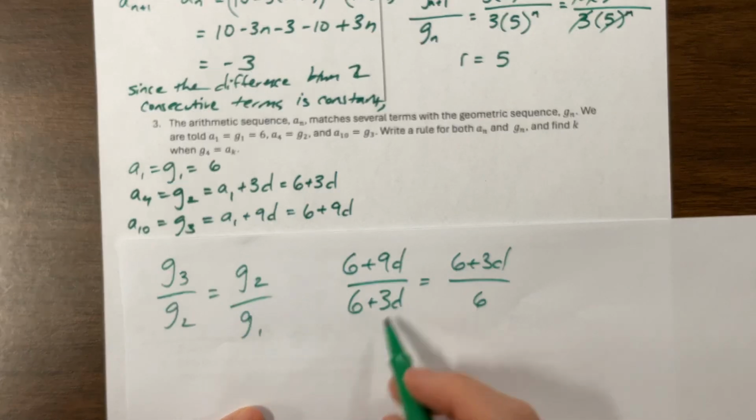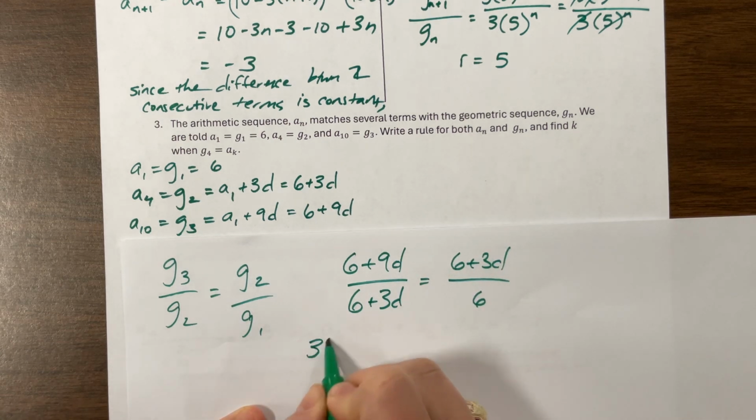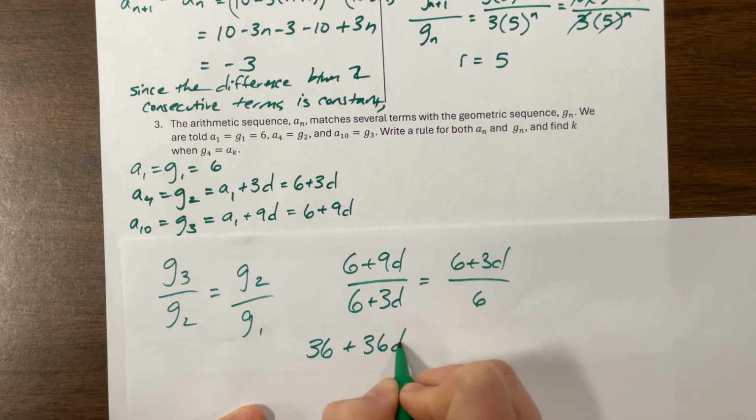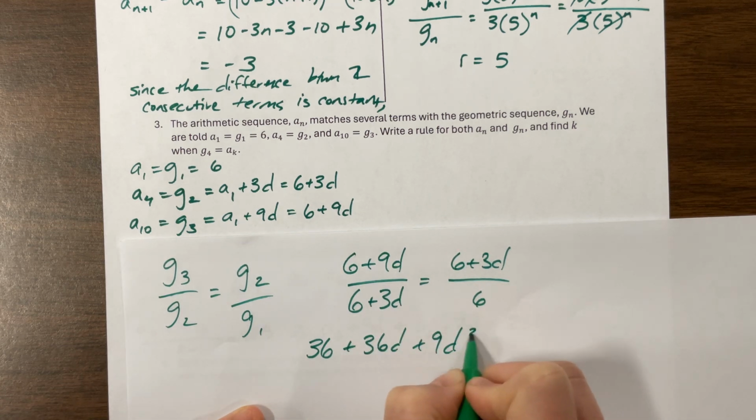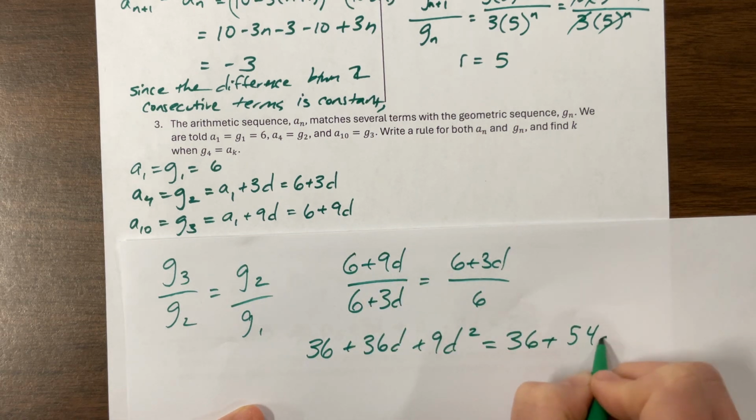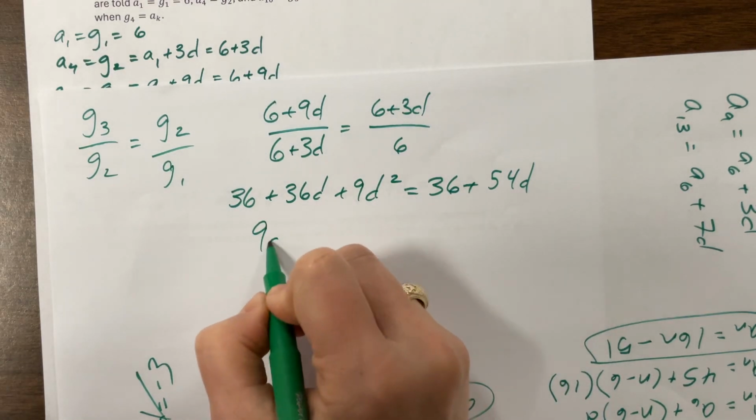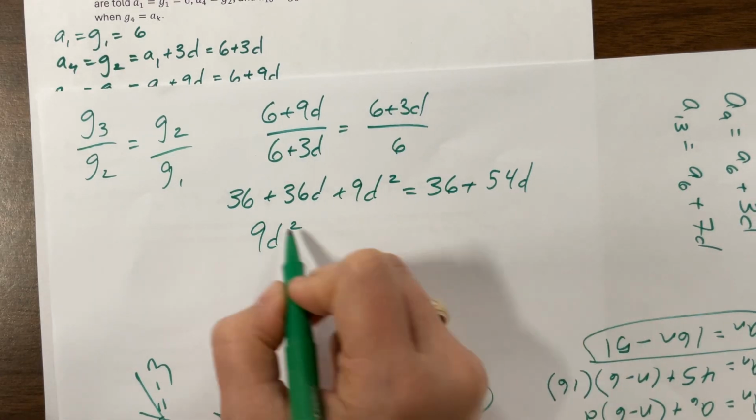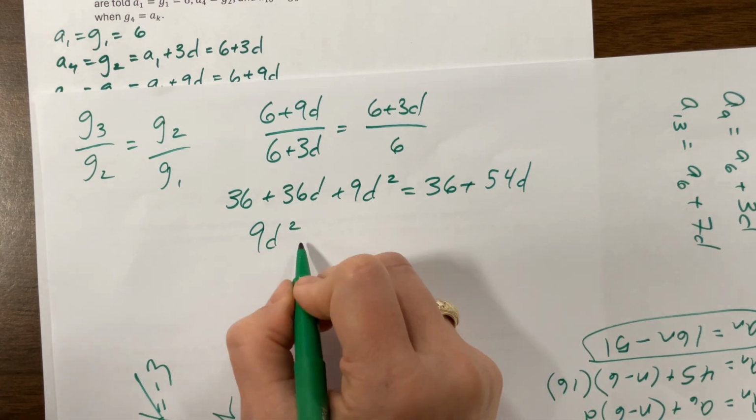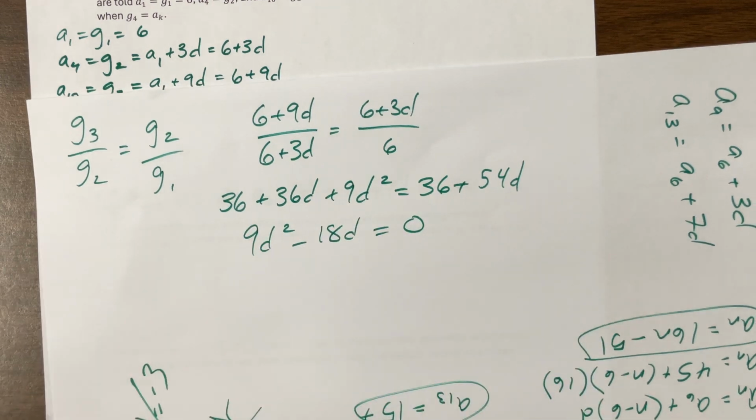Now let's cross multiply. I'm going to get a D squared, so I'll do that first. It doesn't really matter. 36, this is 18, double 18 is 36D, and then I see plus 9D squared is equal to 36 plus 54D. Okay, this is quadratic. I see 9D squared. Subtract 54, what is that? 36 minus 54, is that negative 18?